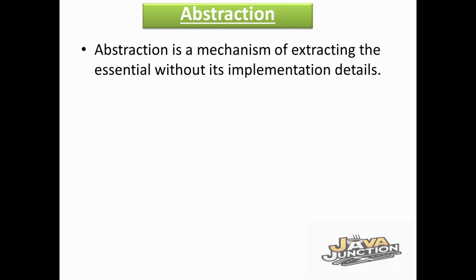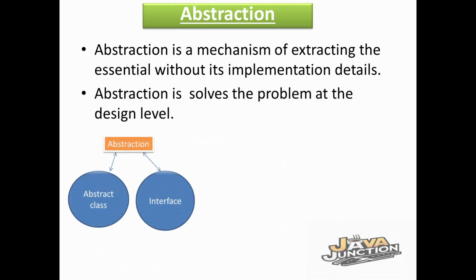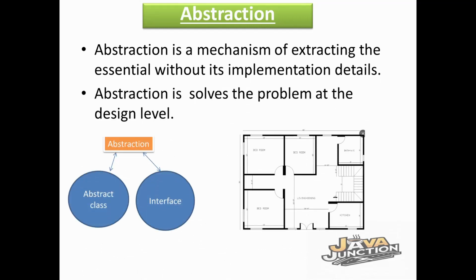Abstraction is a mechanism of extracting the essential data without implementation details. How can we extract the essential data? For example, I'm going to build a house. Before constructing the house, I will plan a design. That is called extraction of the data. We are not doing any implementation, just extracting the data: how the house will be constructed, how many bedrooms there are, how many kitchens, what the entry door and exit door are, where the master bedroom is, and all those things.